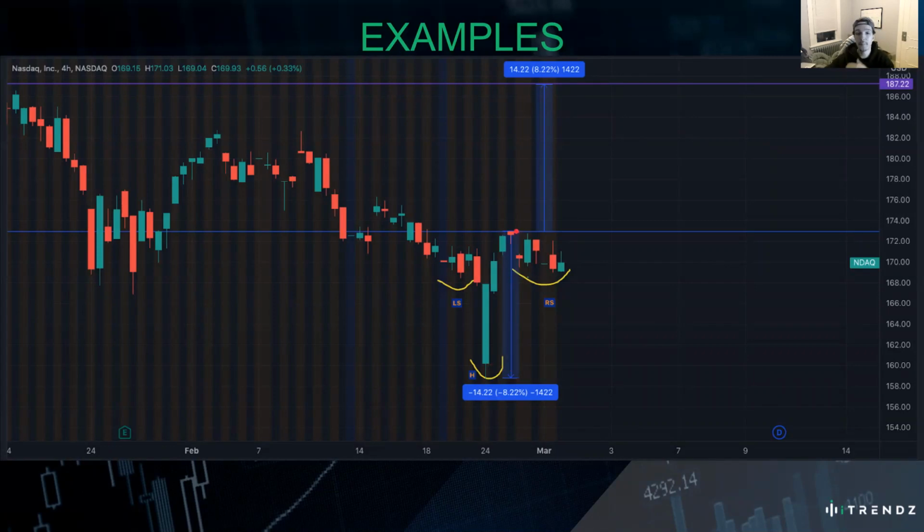If we take that and flip it above the neckline, we can see that 8.22% is about $14.22 above, putting us at $187. So that would be a trade that you could take if you were to break the neckline, retest, confirm a rejection off the neckline, or bounce rather, and then continue that play up towards that 187.22 to complete that.